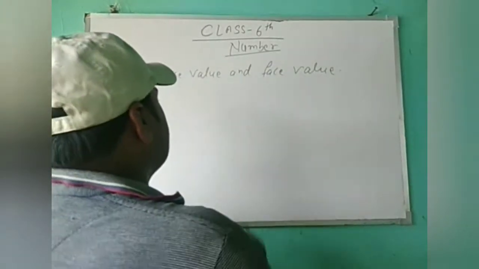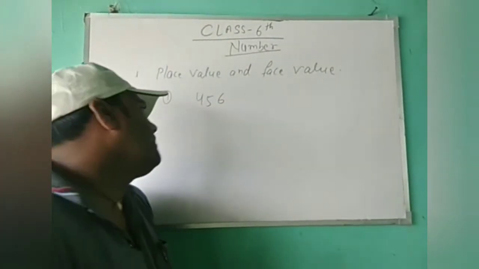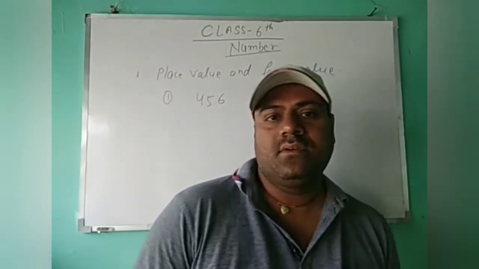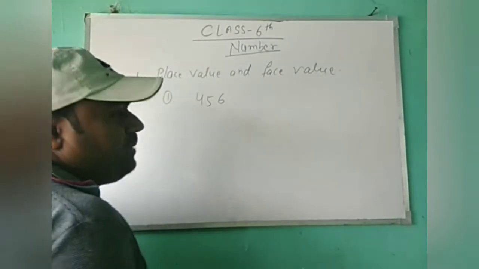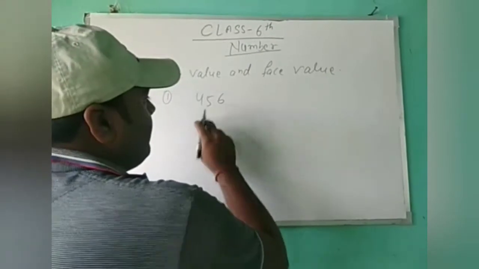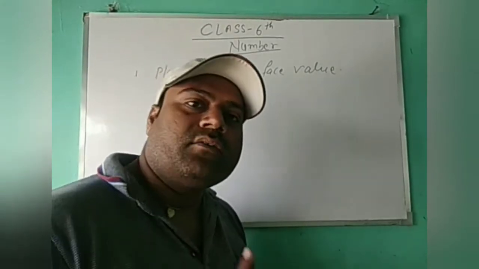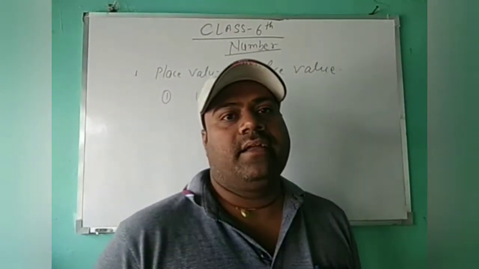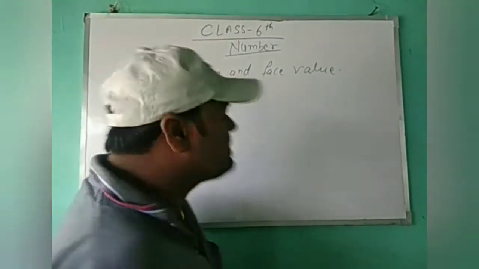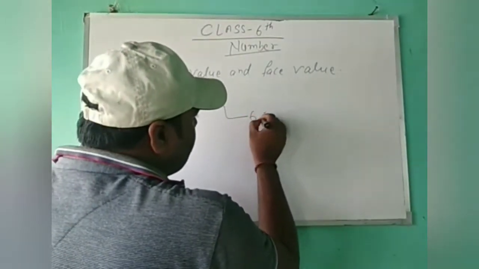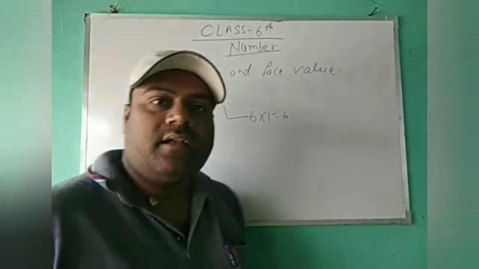First of all, there is a number, suppose 4, 5 and 6. There is a number and we have to find out the place value. So what will you do? First of all, ones, tens and 100. The 6 is at the ones place, the 5 at the tens place and the 4 at the hundreds place. To find out the place value, we have to multiply by the value of their place. If we want to find out the place value of 6, then 6 will be multiplied by 1. Why 1? Because the place of 6 is the ones place.